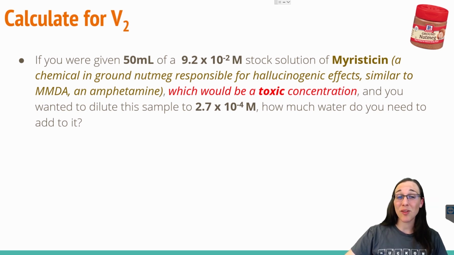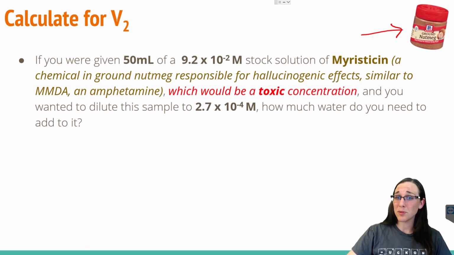If you were given 50 milliliters of a 9.2 times 10 to the negative 2 molar stock solution of myristicin, again, I have no idea if I said that correctly or not, which is actually a compound found in nutmeg, something that you would keep in your spice cabinet at home and add to many fall delicious recipes, but it has a chemical in it that's literally similar to MMDA, an amphetamine.